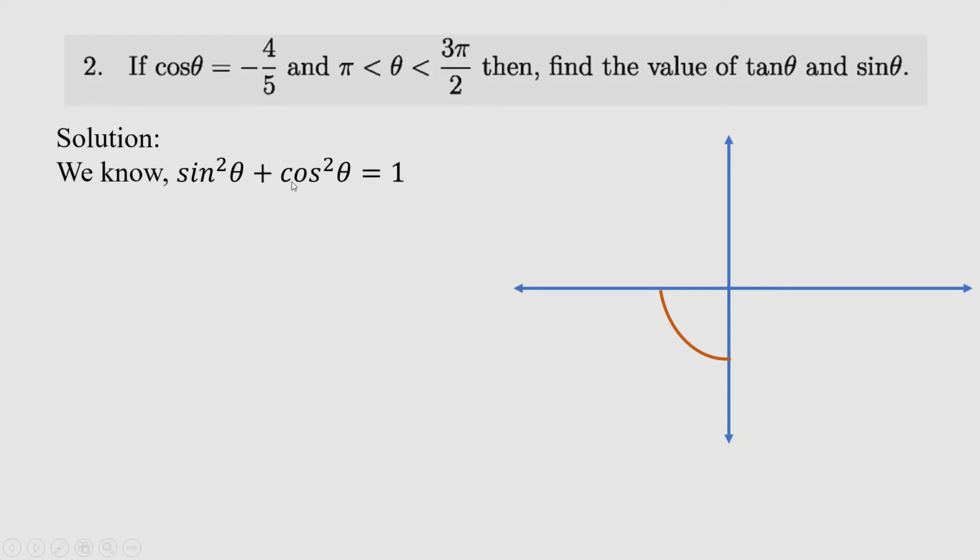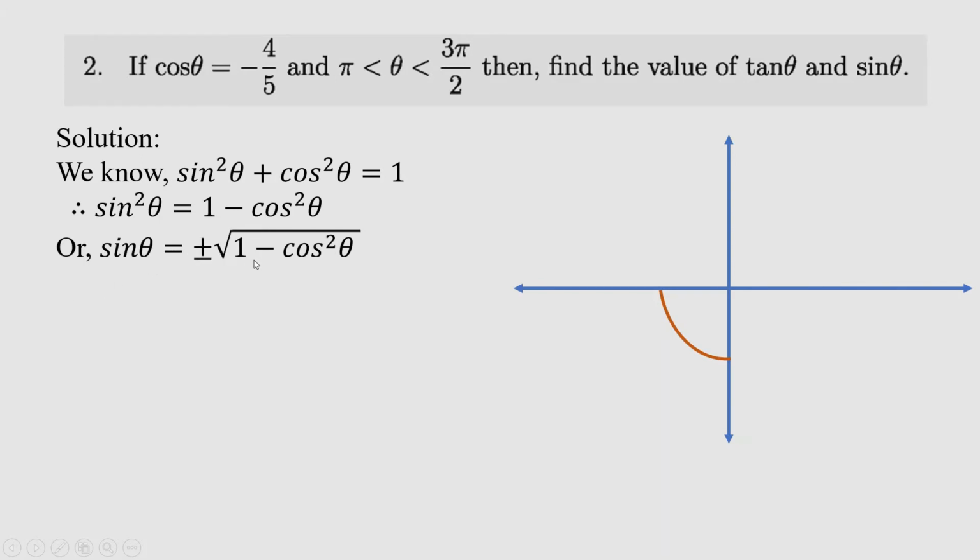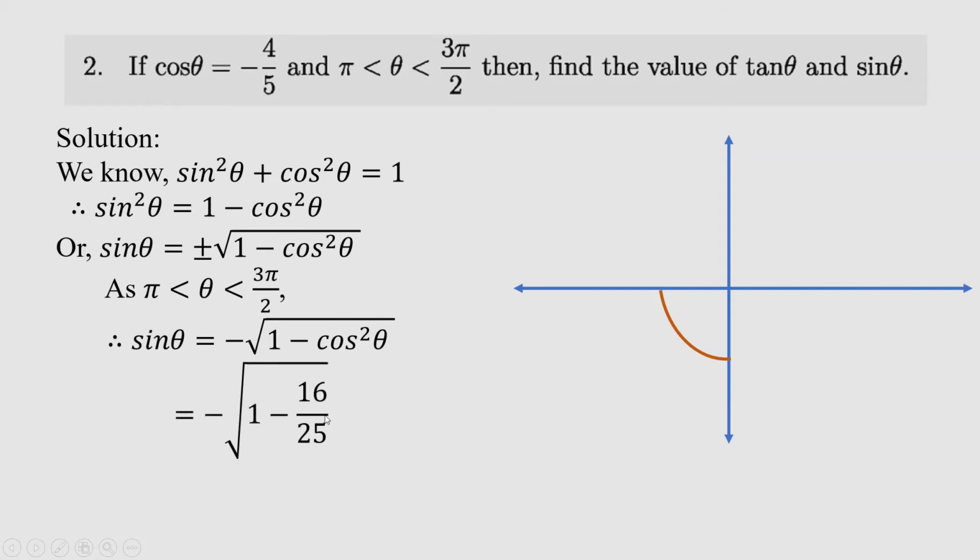We know sin square theta plus cos square theta is equal to 1. Therefore sin square theta is equal to 1 minus cos square theta. Therefore sin theta is equal to plus minus square root of 1 minus cos square theta. But we know in the third quadrant sin theta is negative. Therefore sin theta is equal to minus square root of 1 minus cos square theta. Okay. Now putting the value of cos theta, and calculating this, we get minus 3 by 5. We get the ratio of sine negative here.